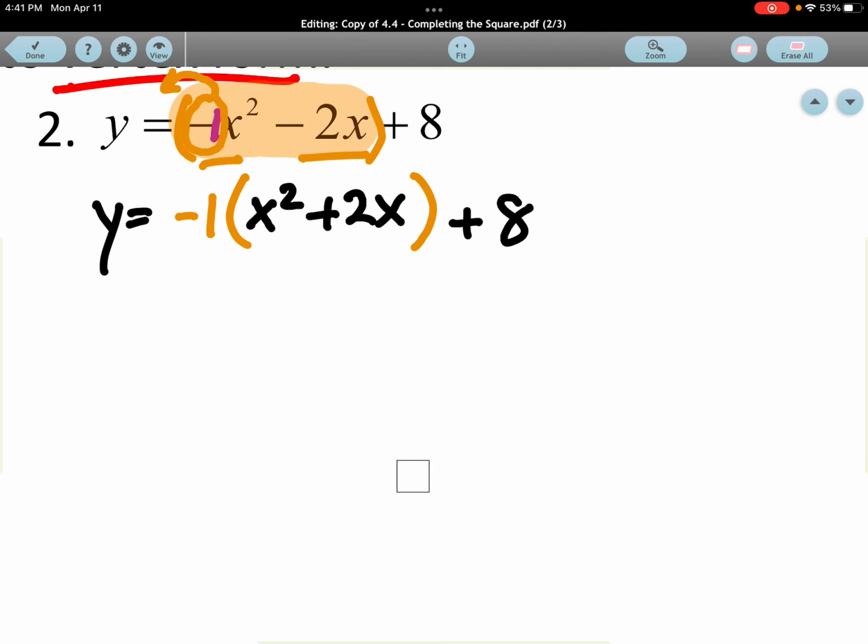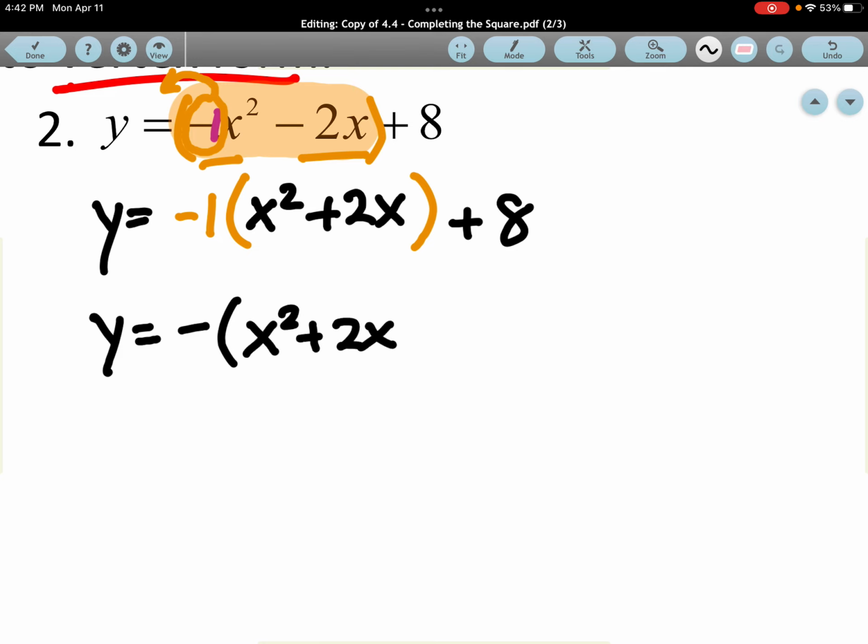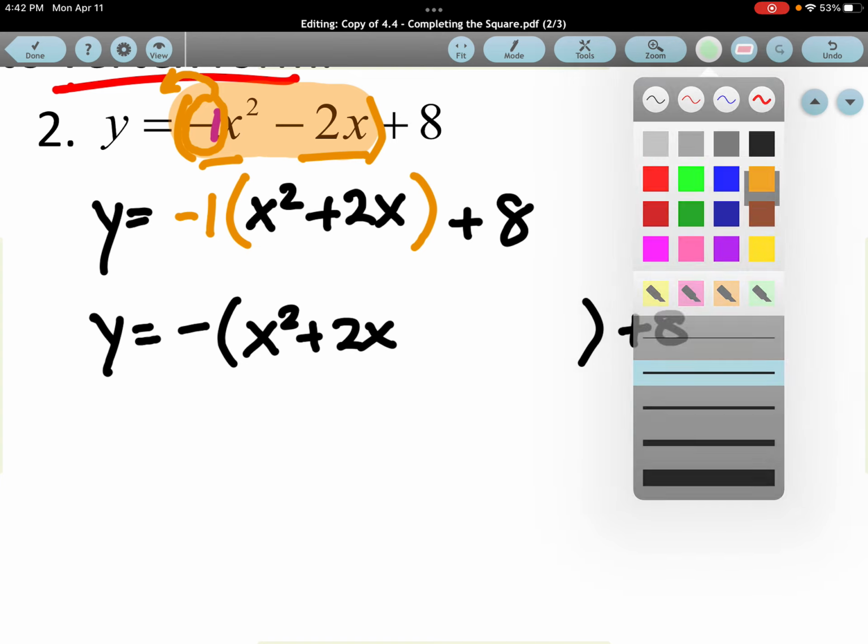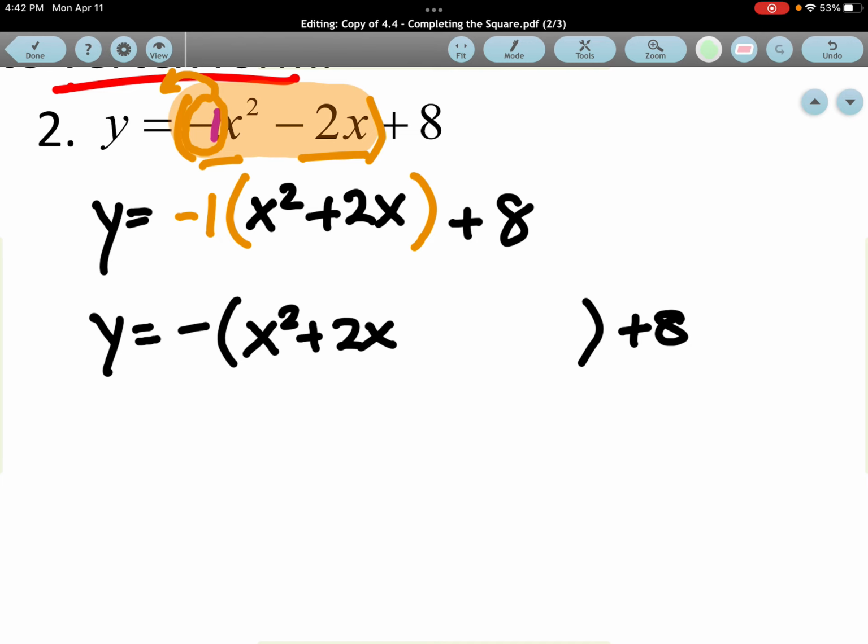Okay, 8's in the backyard, y equals 2 is in the front. All right. Now, I don't normally write that orange -1. I hope you guys are okay if I just write y equals negative, and then I'll have my bracket. Okay, I have x squared plus 2x. I'm going to extend my house a bit because we're expecting the twins. And how do we create that number for them? Take the 2.